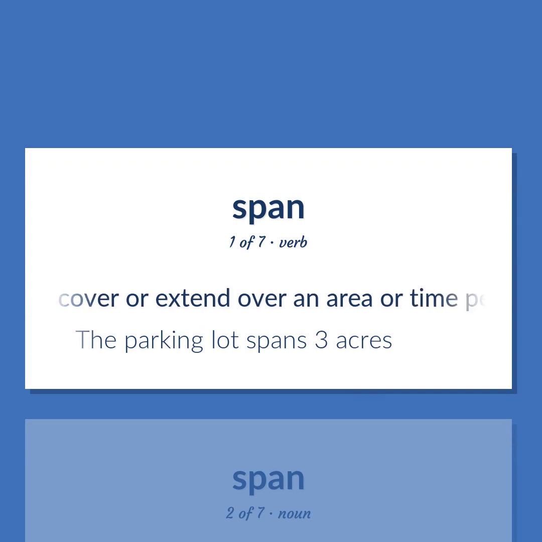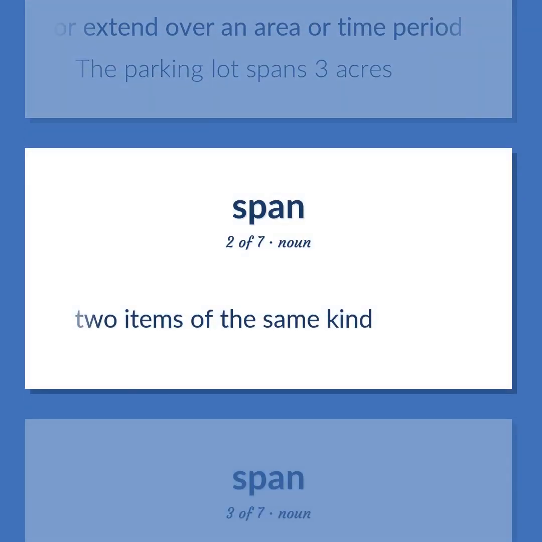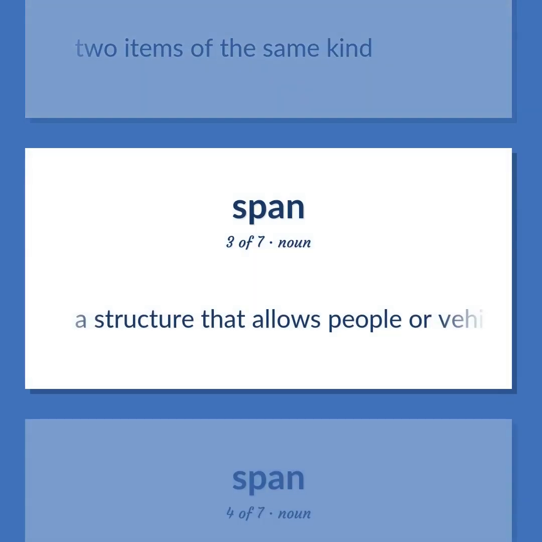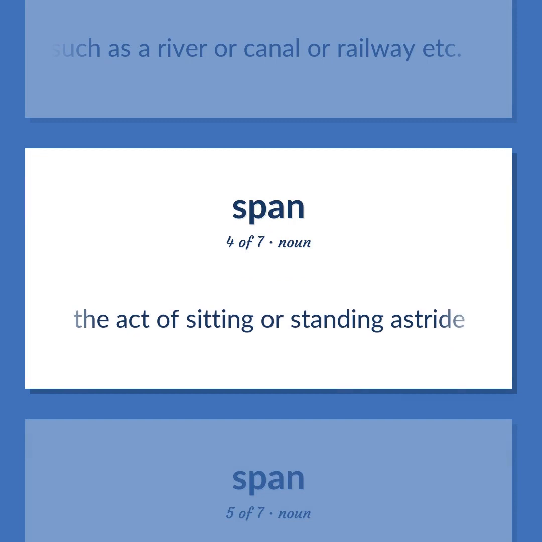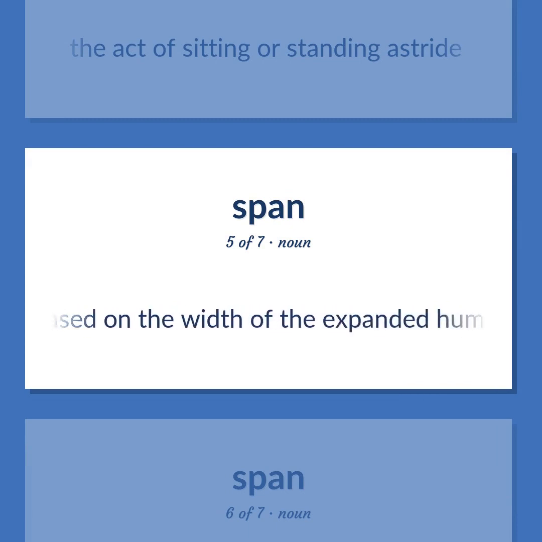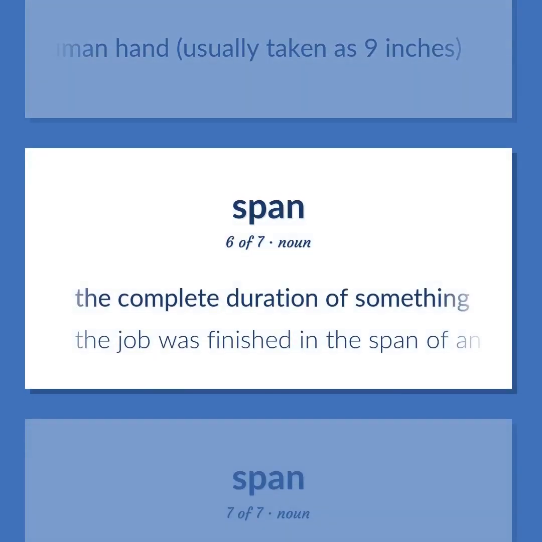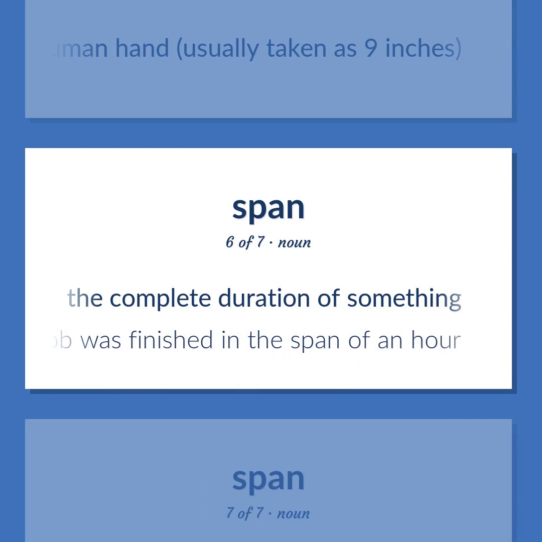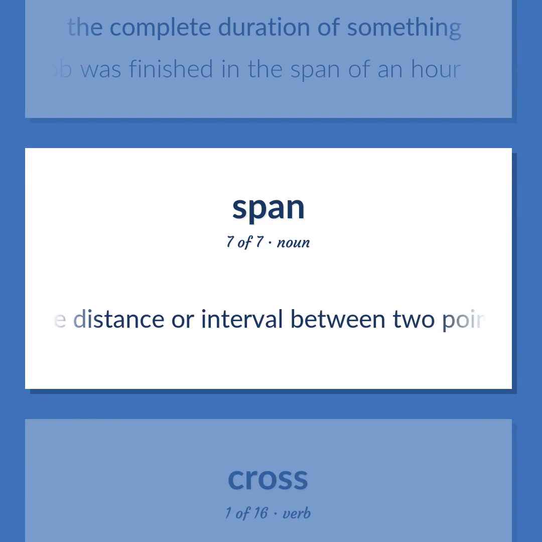To cover or extend over an area or time period. The parking lot spans 3 acres. Two items of the same kind. A structure that allows people or vehicles to cross an obstacle such as a river or canal or railway, etc. The act of sitting or standing astride. A unit of length based on the width of the expanded human hand, usually taken as 9 inches. The complete duration of something. The job was finished in the span of an hour. The distance or interval between 2 points.